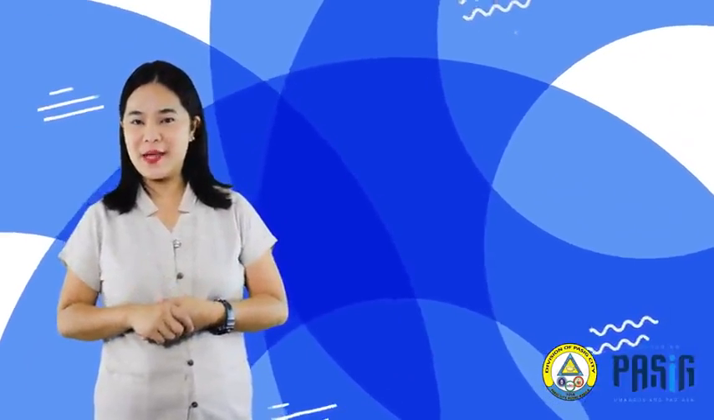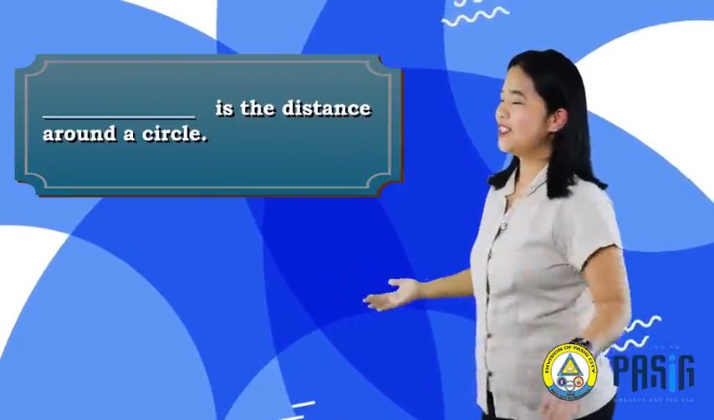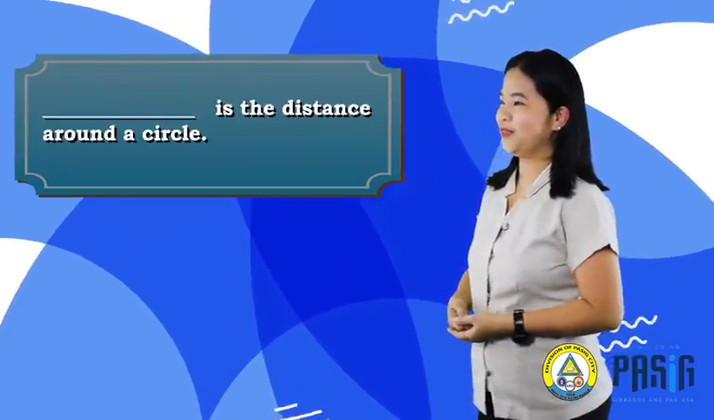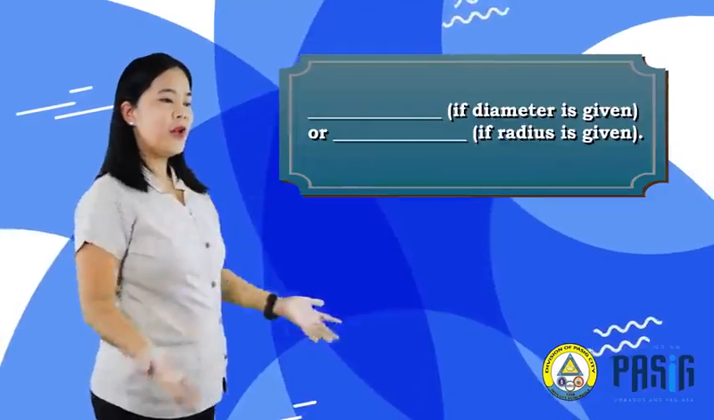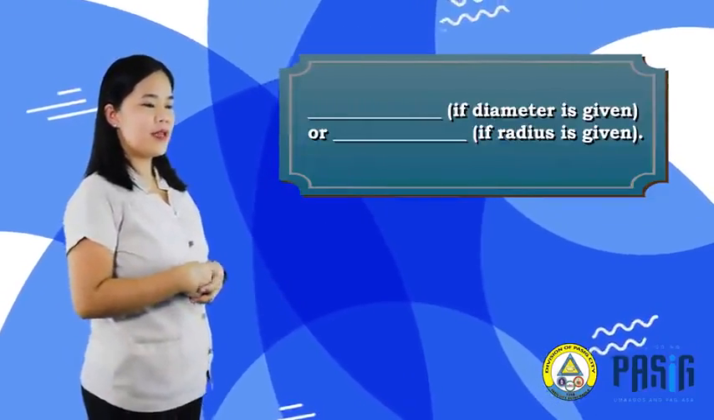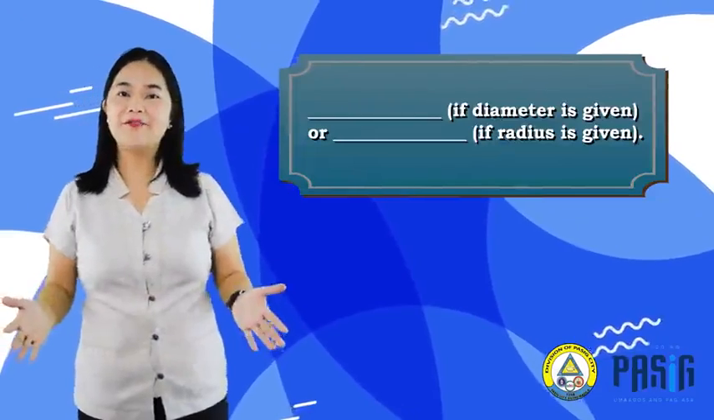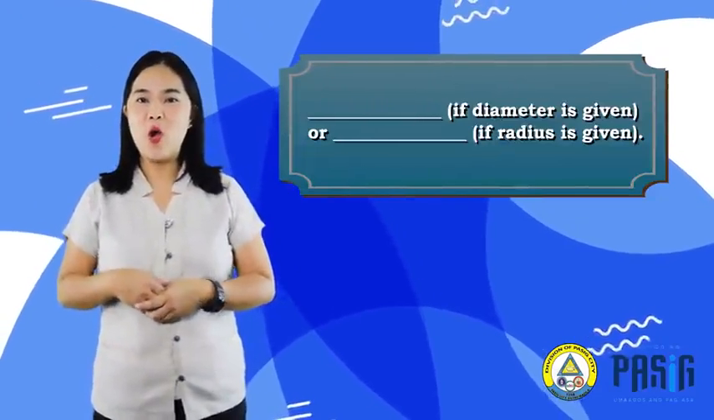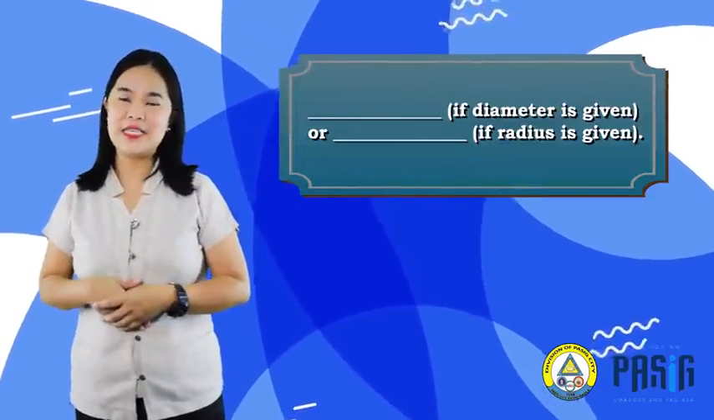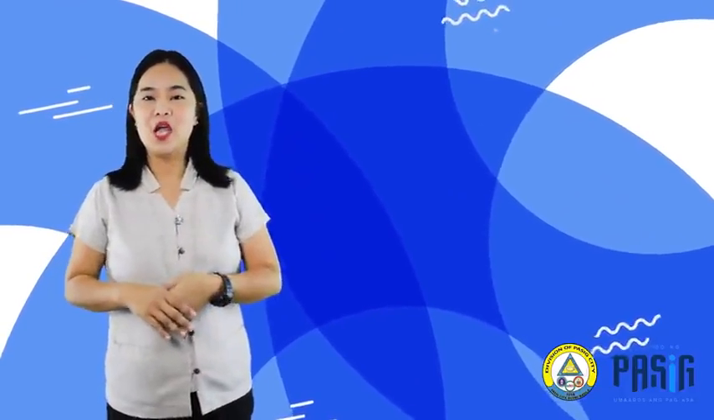Now, let's see if you still remember what we have learned today. I will give you enough time to complete the statement. Blank is the distance around the circle. The formula for finding the circumference is blank if the diameter is given or blank if the radius is given. I hope you're all done. Get ready to check your work.